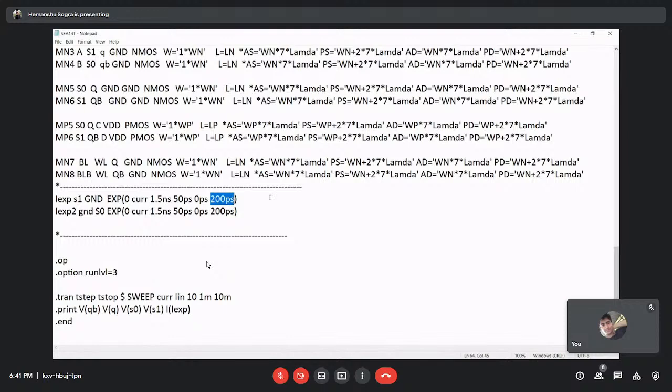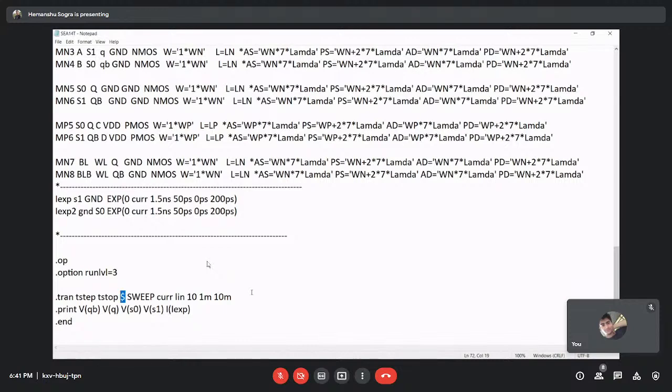Okay, and you remember you gave the dollar there. You come to the dollar symbol, the dollar which you applied. This one is for when you want to sweep the current. You found that at 3 milliampere the data is flipping.